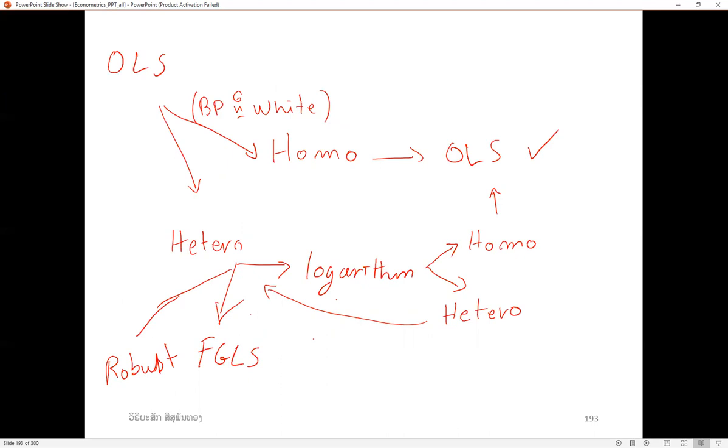After you use OLS, you use Breusch-Pagan or White. If the result is homoskedastic, then OLS is fine. If you get heteroskedasticity, you can go with the logarithm, and if the log produces homoskedasticity, then OLS is okay. But if the logarithm is still heteroskedastic, then you go back to pick one of two options, which are the robust standard error or FGLS.